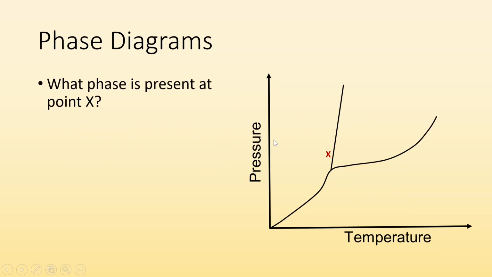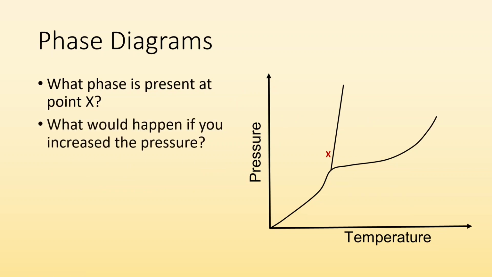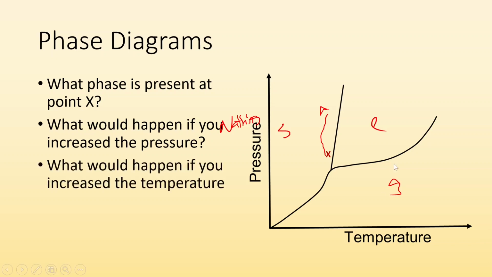All right, what if I was at X in this diagram? What would happen if I increased the pressure? Let's see, nothing really. It would stay a solid. It's in the solid state, and it's going to stay in the solid state. What would happen if we increase the temperature? Temperature moves left to right. Increasing that, it could melt. And if I kept increasing it, I could even vaporize it. But let's just say the first immediate thing is going to be to melt.